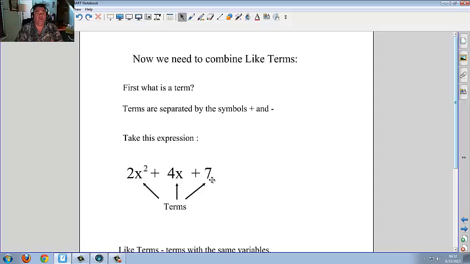Well, what is a term? A term is a simple value. In other words, 2x squared means some sort of value. How much? Well, that depends on what x is. How much is 4x? Again, it depends on what x is, but it's a value. How much is 7? Oh, that's 7. Okay, so there's 3 separate terms here, 3 separate values.